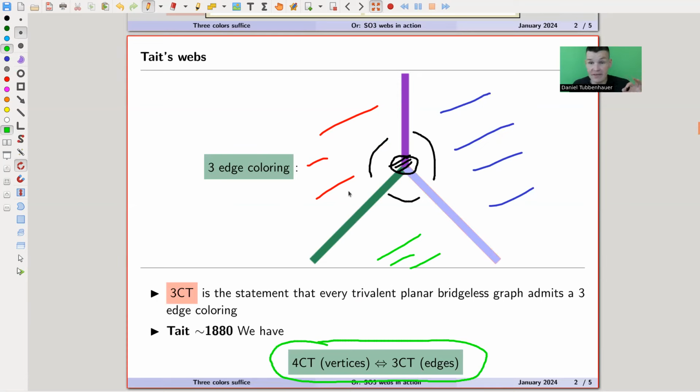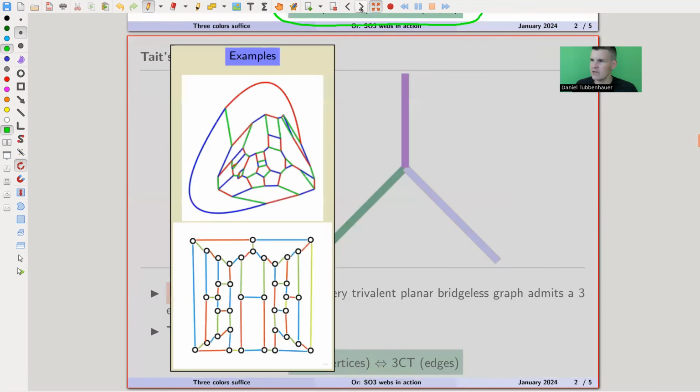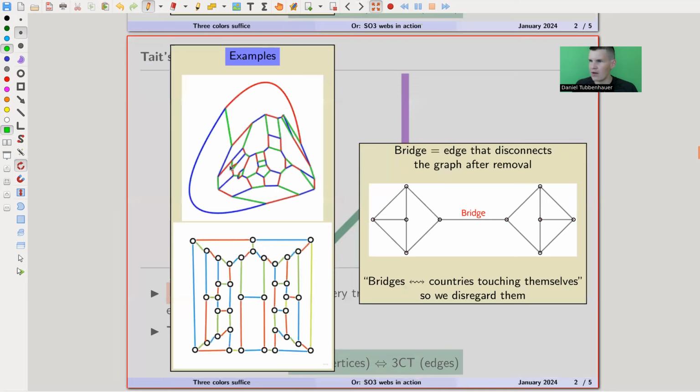But let me make sure that this is my 3-color suffice, right? So the 3-color suffice is a proof of the 3-color theorem, which is equivalent to the 4-color theorem. Hope it makes some sense. Okay, here's several examples more. Here again, around every vertex, you see 3 colors.